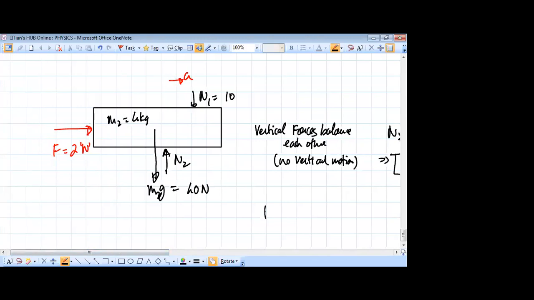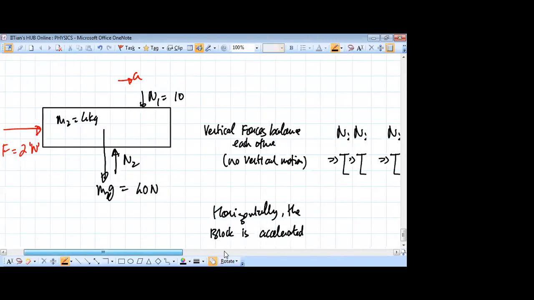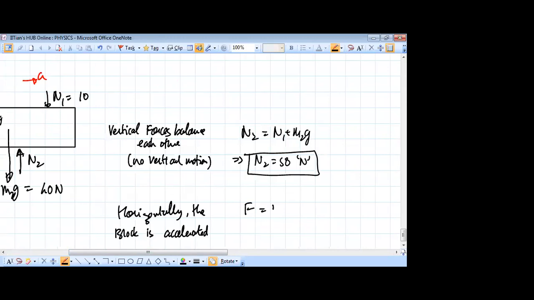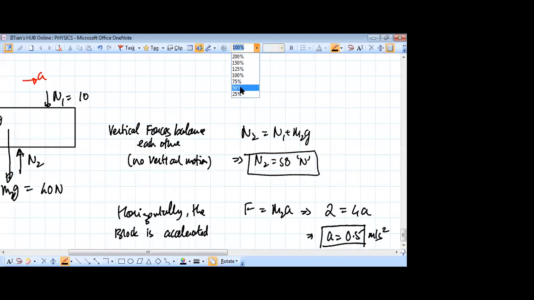Whereas horizontally, the block is accelerated. So the net horizontal force is nothing but F, and that should be equal to its mass times acceleration. So that force of 2 newtons should be equal to its mass of 4 kg multiplied by its acceleration. So it will have a horizontal acceleration of 0.5, or half, meters per second squared, whereas the other block will have 0 acceleration. Okay, so this is the final conclusion of the question.